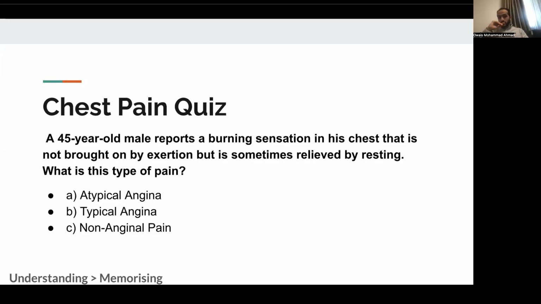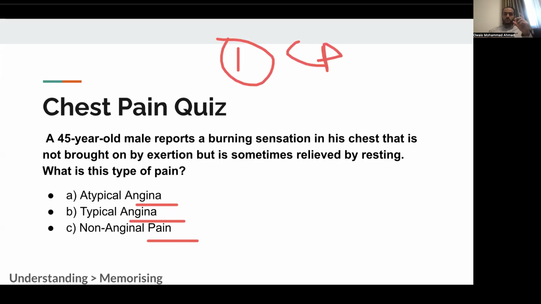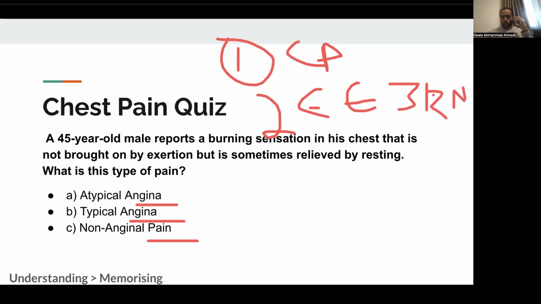We can see over here a 45-year-old male reports a burning sensation in his chest that is not brought on by exertion, but is sometimes relieved by resting. What is this type of pain? Let's recall the criteria and look at the options: atypical, typical, non-anginal, non-cardiac. First one is chest pain, substernal squeezing, tightness, heaviness, like a pressure. Number two is exertion or emotional stress. Number three is rest and nitroglycerin. So what does he meet?